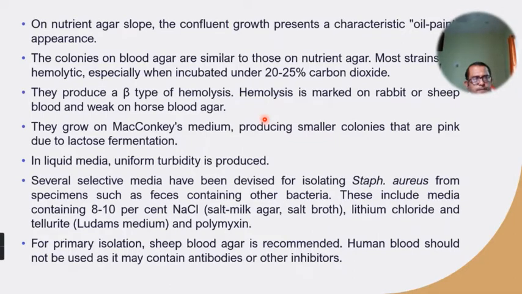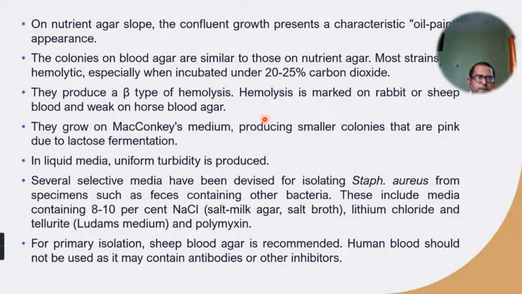Now, when we grow this bacteria on blood agar, it produces the same type of colonies as on nutrient agar, and most of the strains are hemolytic, meaning they can grow easily in the presence of blood on the blood agar. When we incubate this bacteria under 20 to 25% carbon dioxide, it shows beta type of hemolysis. Hemolysis is most commonly shown on rabbit or sheep blood, but beta hemolysis is not shown on horse blood agar.